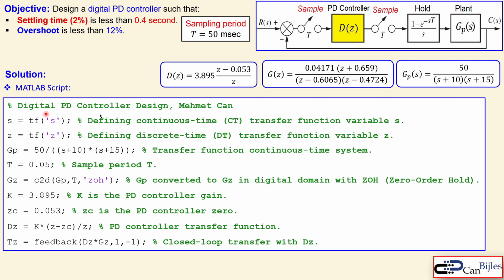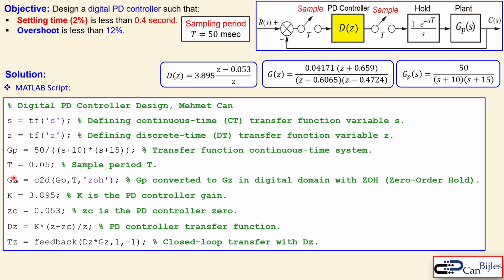Now this is the digital PD controller designed by me, and the script here. This is the S parameter definition, this is the Z parameter definition in MATLAB. This is the plant, which is shown here, again as we have there. And this is the sampling period, which is the parameter. And this command is important, which is continuous to discrete time transformation.